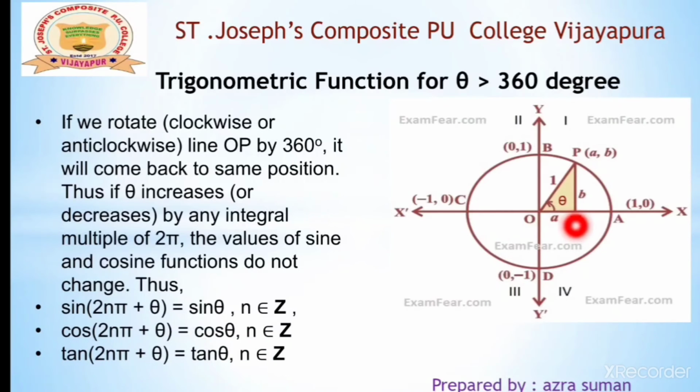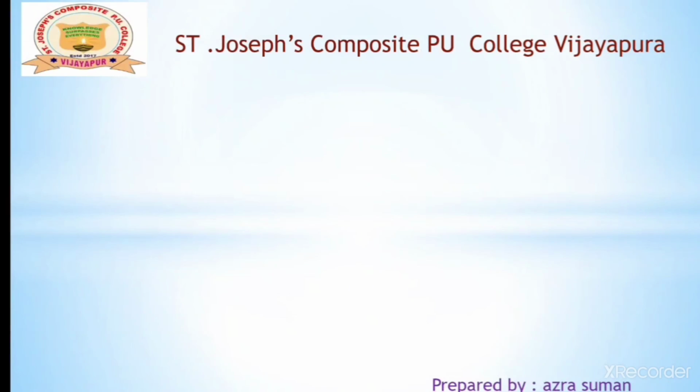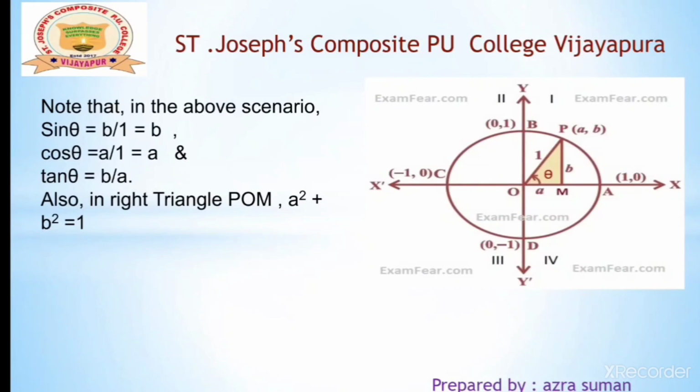That is, sine of 2 pi n plus theta is again sine theta, and cos of 2 pi n plus theta is again cos theta, where n belongs to Z. Okay, and tan of 2 pi n plus theta is equal to tan theta, where n belongs to Z. Note that in the above scenario, sin theta is equal to b by 1, that is b, and cos theta is a by 1, that is a, and tan theta is b by a, as we already know.